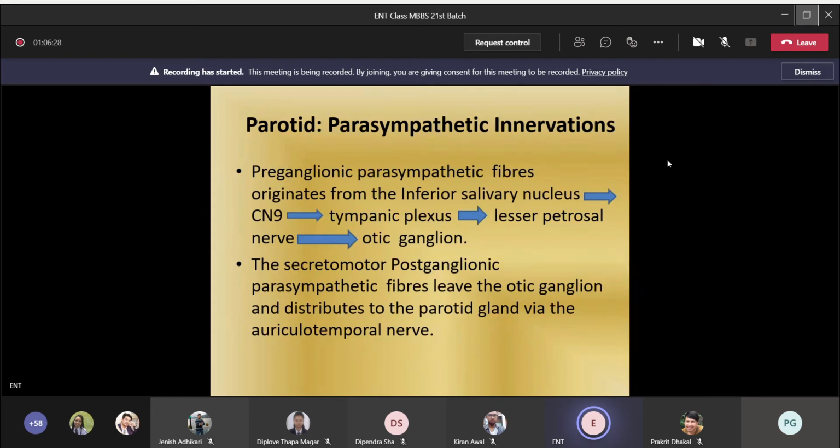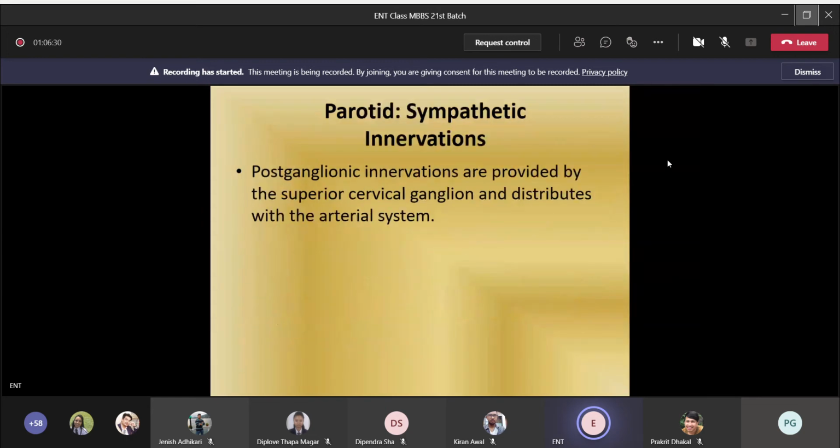Parotid sympathetic innervation: postganglionic innervation is provided by the superior cervical ganglion and distributed within the arterial system.